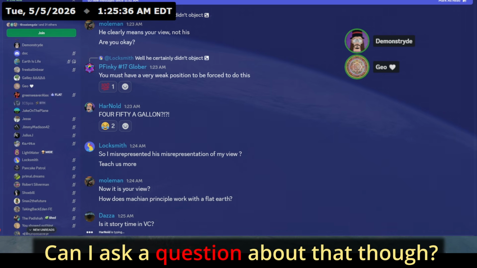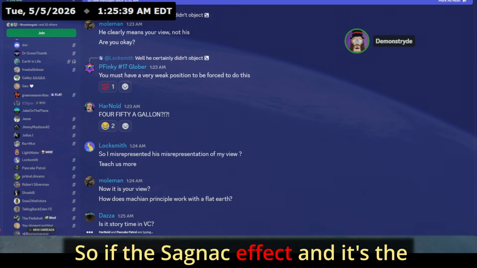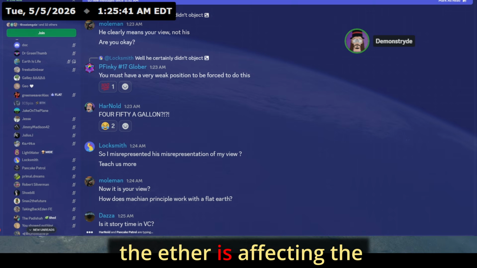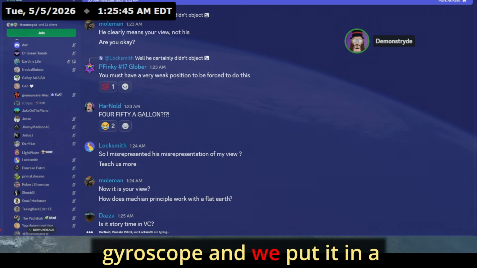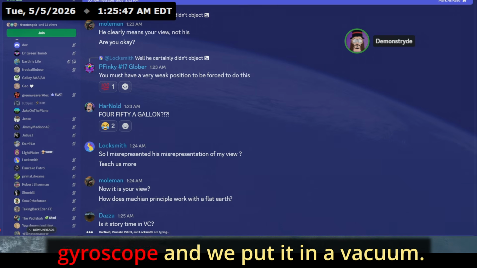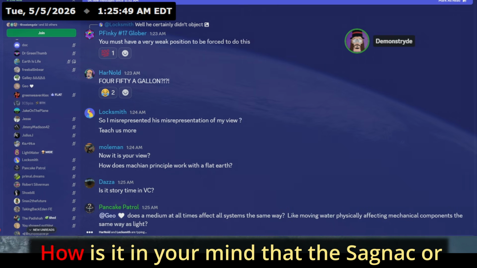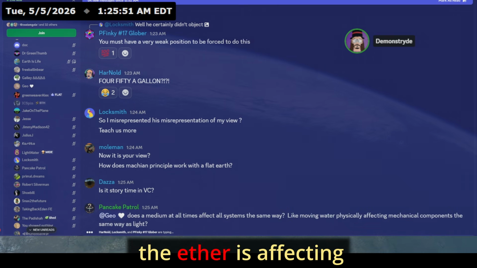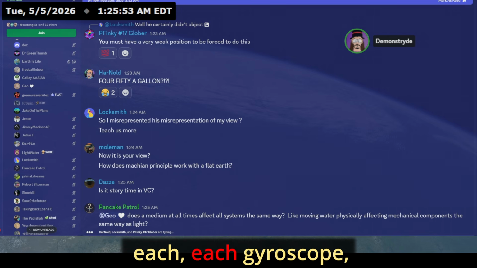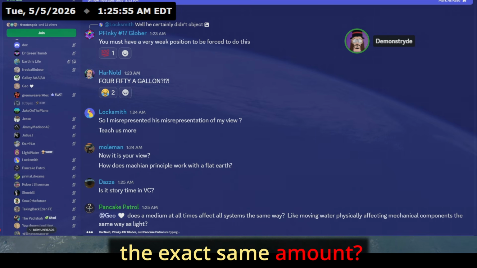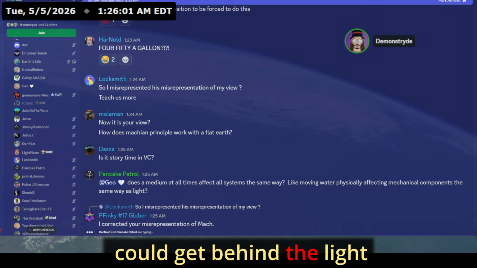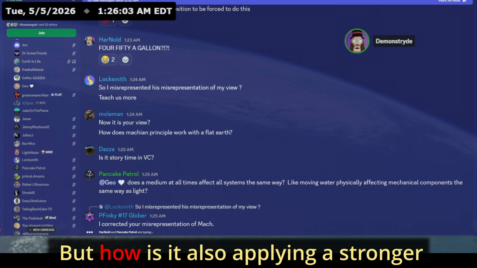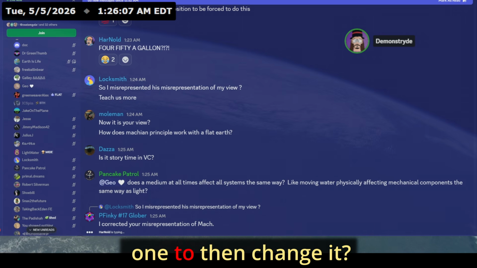So can I ask a question about that though? If the Sagnac effect, the medium, let's say the ether, is affecting the ring laser gyroscope, and let's say we take the ring laser gyroscope and put it in a vacuum, and we take a physical gyroscope and put it in a vacuum, how is it in your mind that the ether is affecting each gyroscope the exact same amount? One's physically moving and one's just a light beam. I could get behind the light beam being bent and moved, but how is it also applying a stronger force to the physical one to then change it?